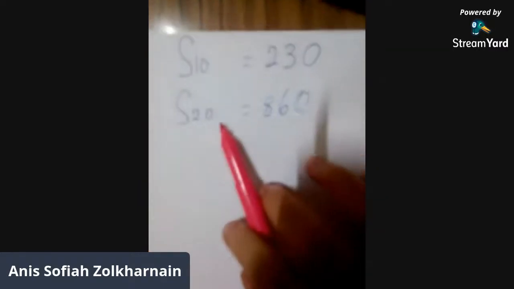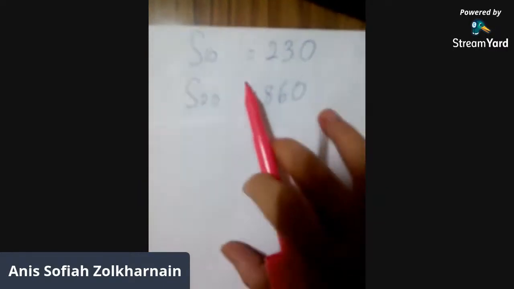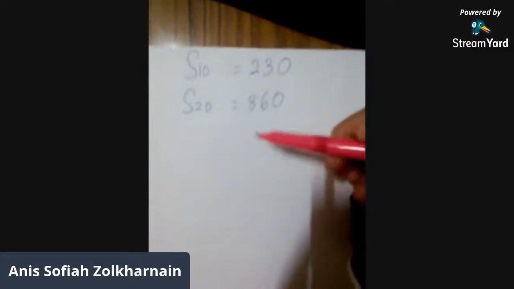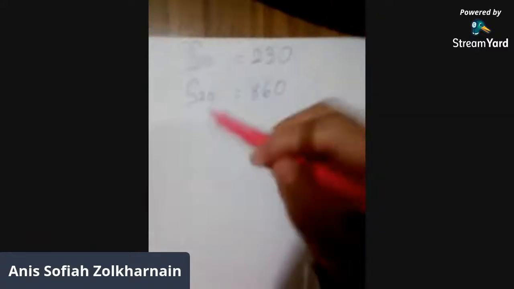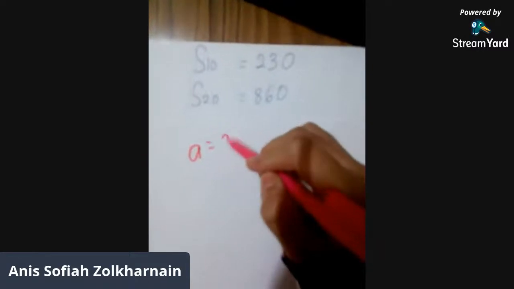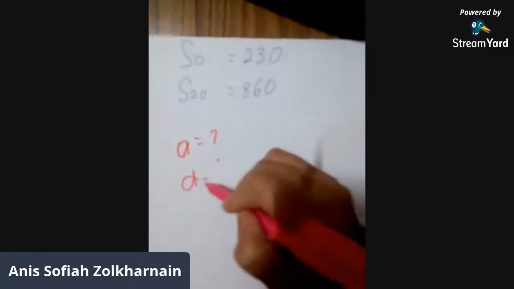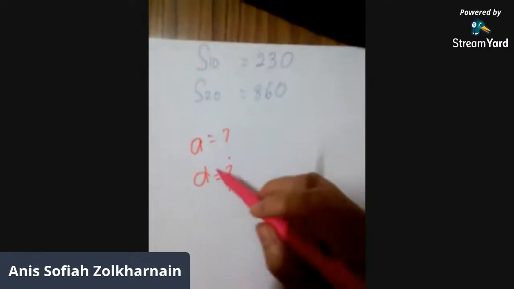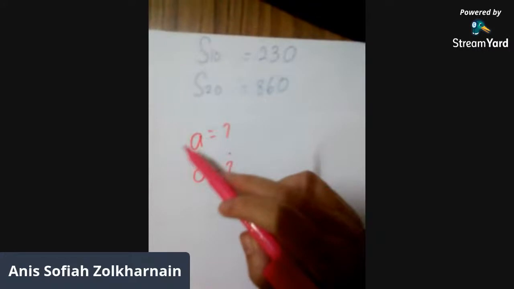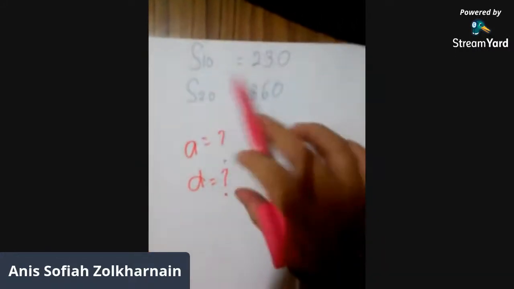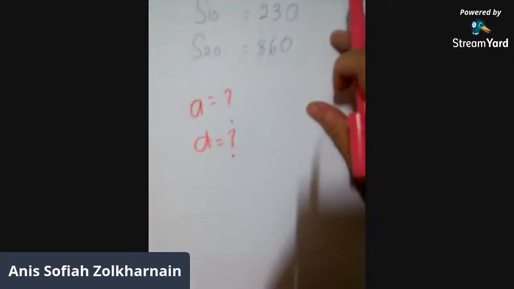Okay, so here we go. We have these two values just now. The question asks us to find the first term and the common difference. It means that we have two unknowns, a, which we are going to find, and d, which we are going to find also. So this means that we need two equations because we have two unknowns. So we are going to form the two equations from these two values.